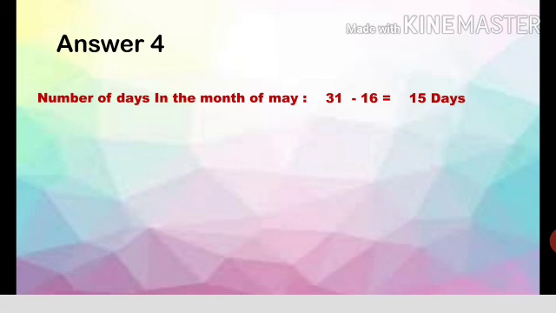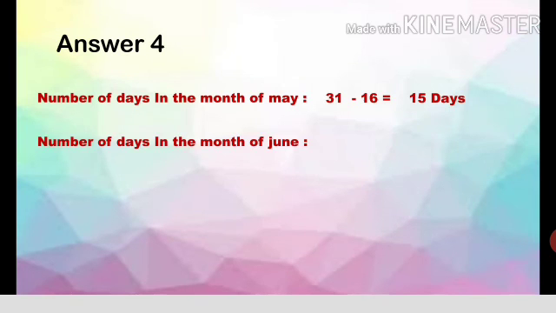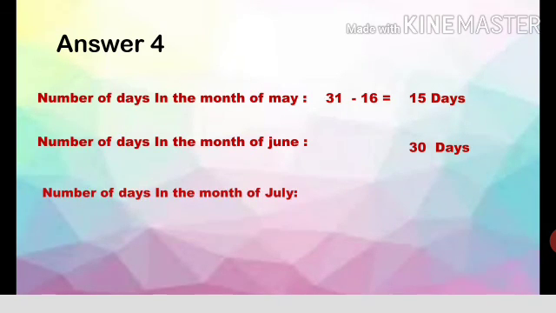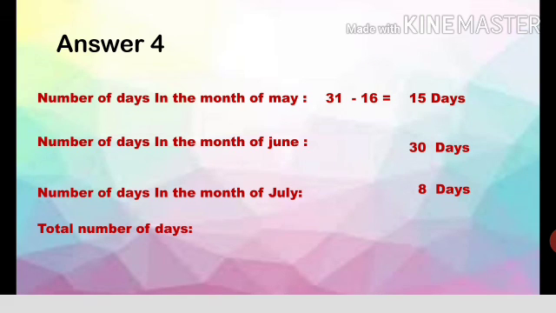Remember, only for the first month you have to subtract from the total number of days because it is starting in between. So you have to subtract from the total number of days. Then the number of days in the month of June is normal, 30 days, full. Then the month of July, it is from the starting, so no need to subtract 8 days. So the total number of days you have to add. If you add correctly, you will be getting 53 days.